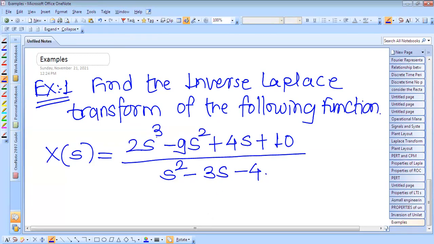So first we have to check whether this is a proper function or an improper function. The order of the numerator polynomial is greater than the order of the denominator polynomial. Therefore, we can say this is an improper rational function.